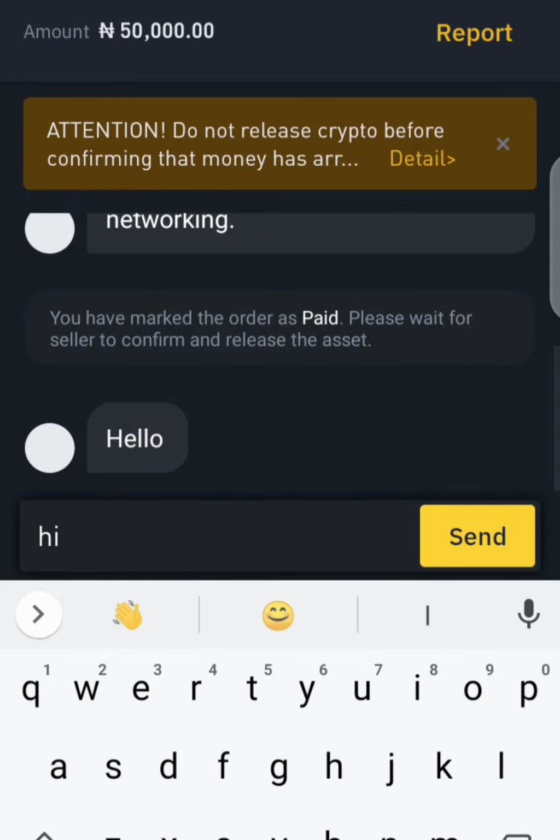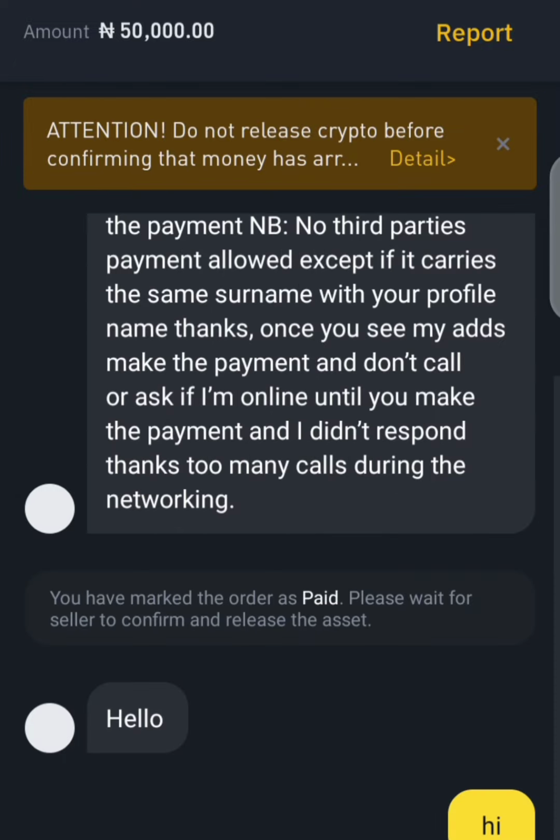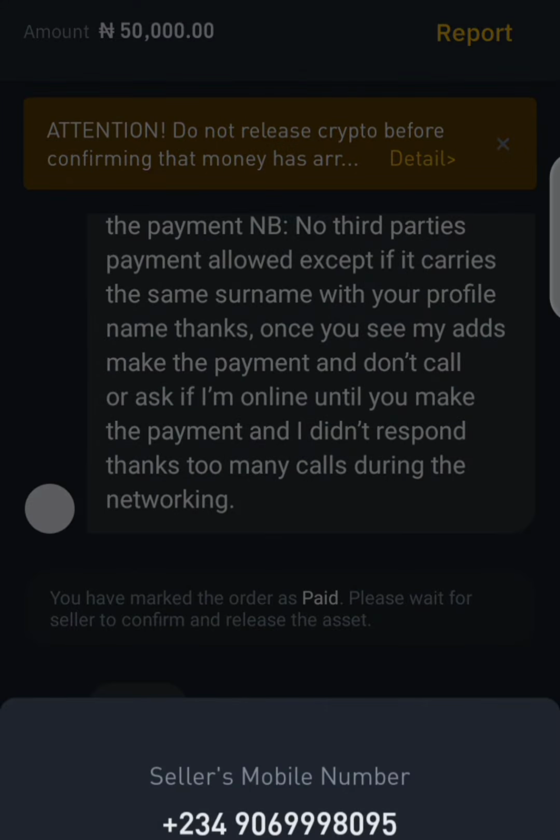You see now, he just started in hi. He said hello. I say hi. So in other words, he's expecting my payment. So you go to your top right and click this icon like you want to make a call. Tap it. This is his phone number. So you can actually call this phone number directly and Toby will pick up your call.